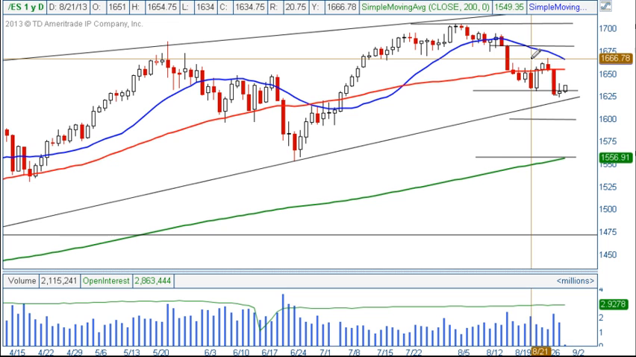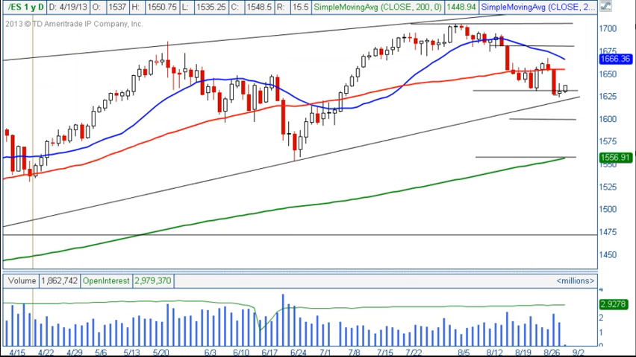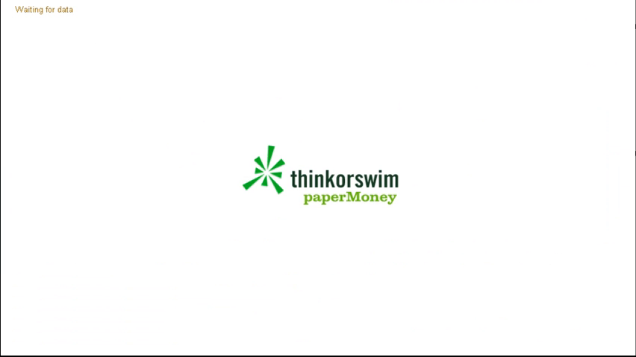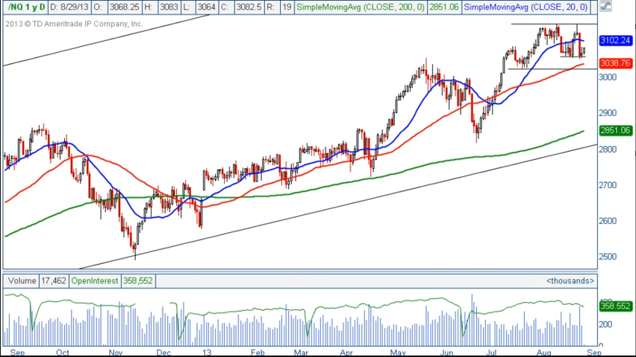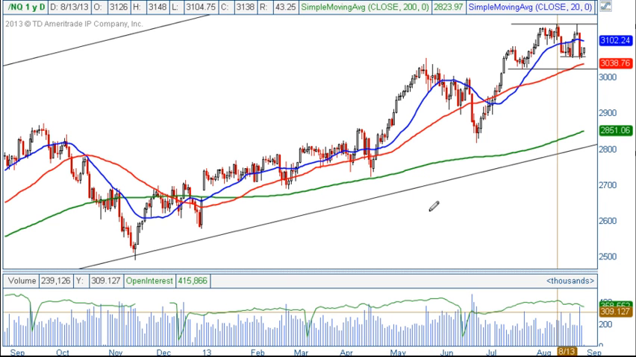We'll see what happens, but we do have some economic data that's going to be released shortly. But that's where I stand on the Nasdaq, or excuse me, on the S&P. I do think you're going to see lower prices in the near future. Over the next few weeks, I think we go lower and probably test 1600.